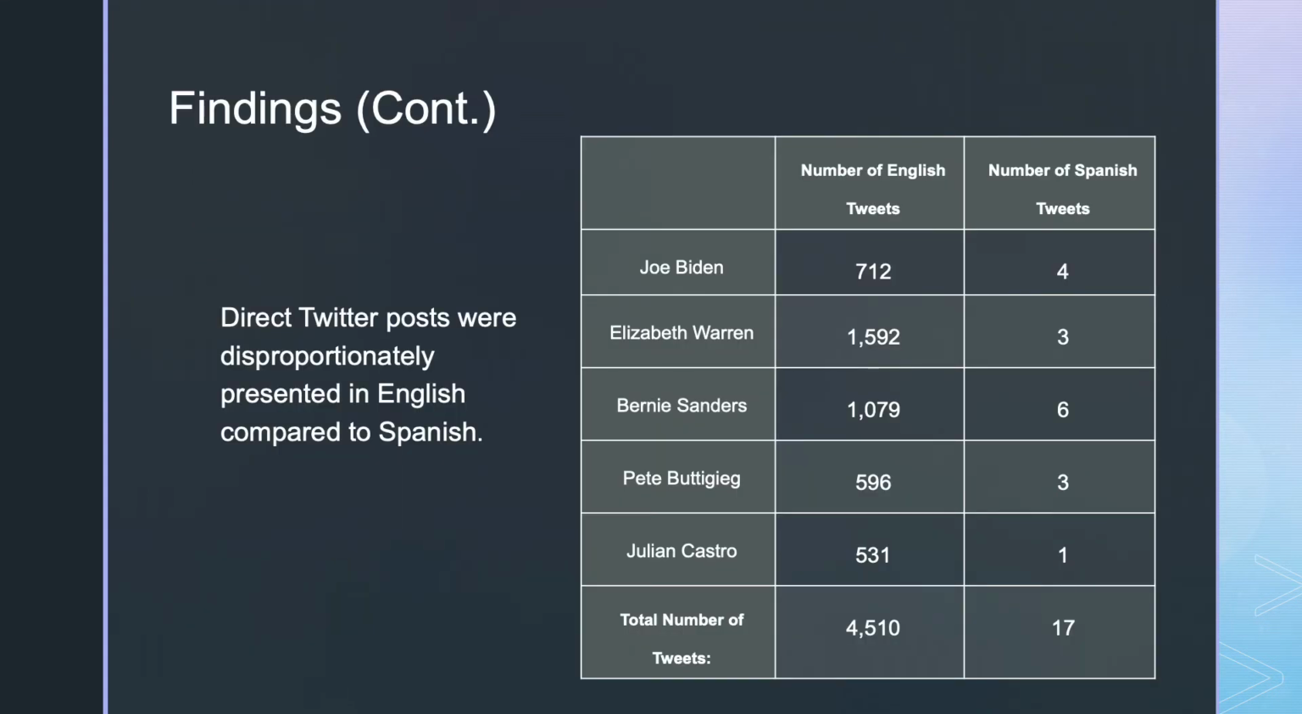For the findings, direct Twitter posts were disproportionately presented in English compared to Spanish. In the course of 3 months, candidates tweeted a total of 4,510 tweets in English, but only 17 in Spanish. Bernie Sanders was the one candidate tweeting the most Spanish tweets, but only tweeted 6 times. It's important to note that all tweets had either a picture, a link to a newspaper article, or to a plan that they had just posted, or a video. It was never just a statement.